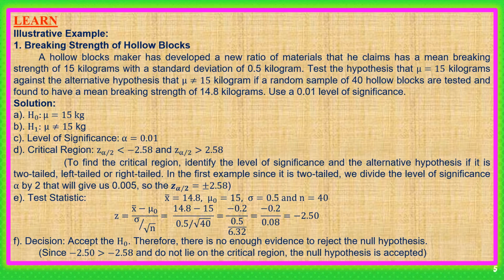So by the way, our conclusion is there is not enough evidence to reject the null hypothesis always, because the null hypothesis is formulated for it to be rejected. But since from our computation, the resulting value does not lie on the critical region, therefore we cannot reject the null hypothesis.